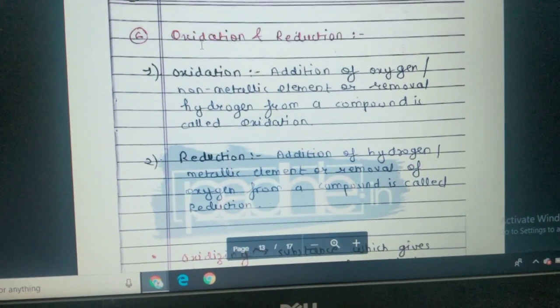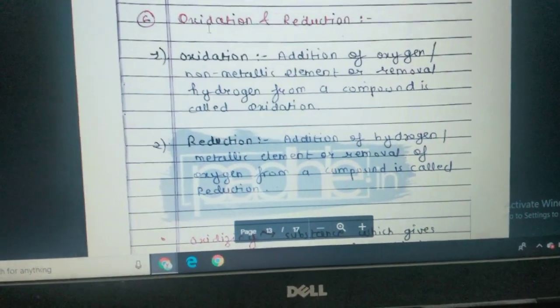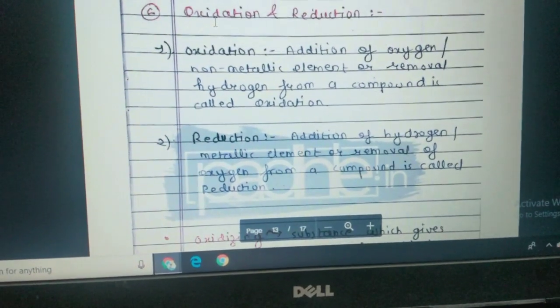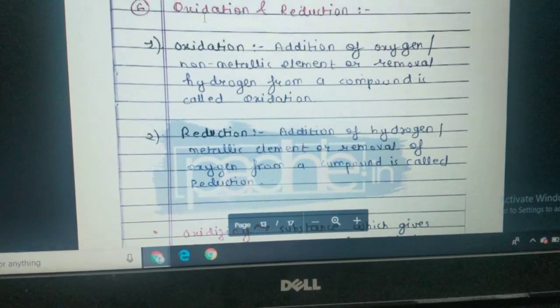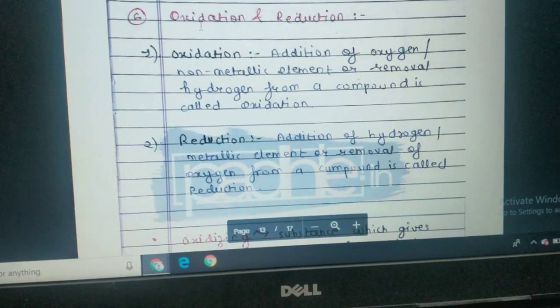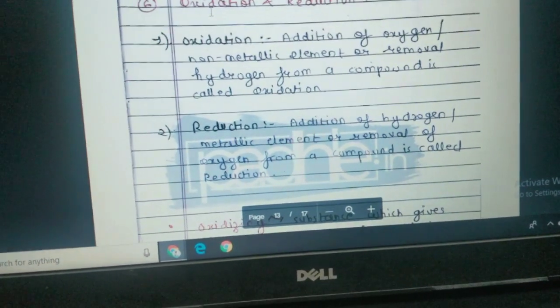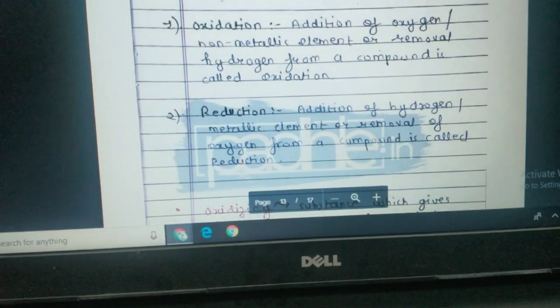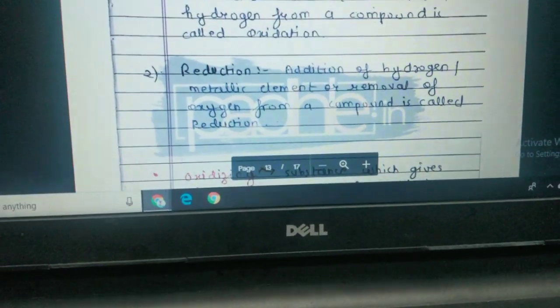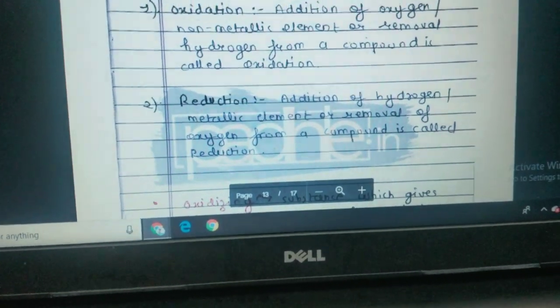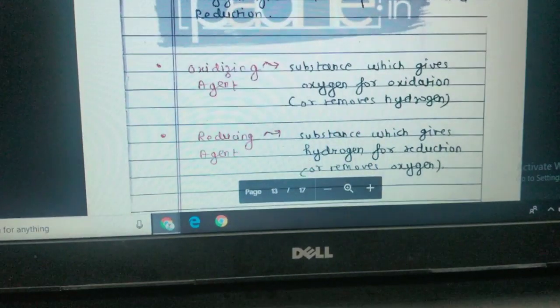Next is oxidation and reduction. It's really important, so listen to it carefully and try to understand it. Oxidation: addition of oxygen or non-metallic element or removal of hydrogen from a compound is called oxidation. Next, reduction: addition of hydrogen or a metallic element or removal of oxygen from a compound is called reduction.